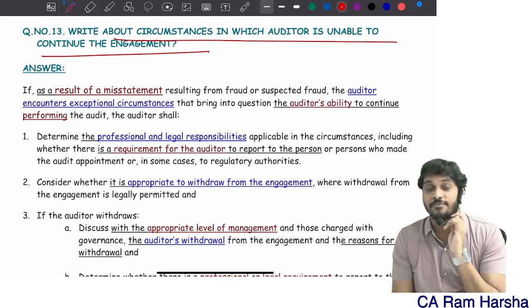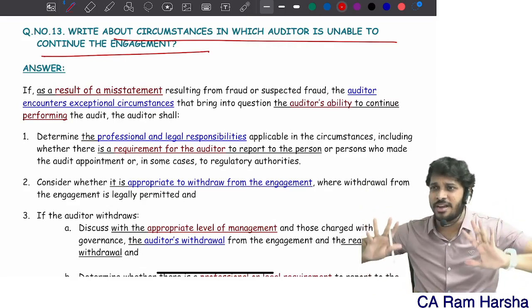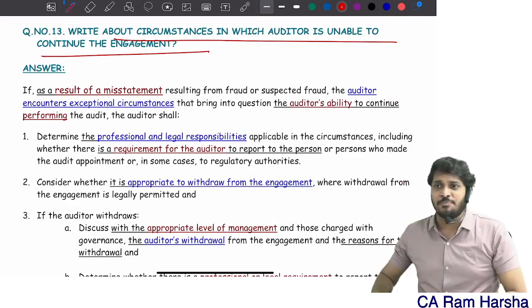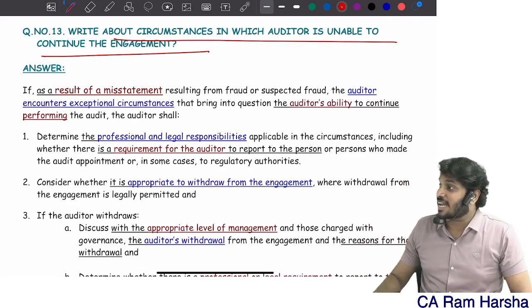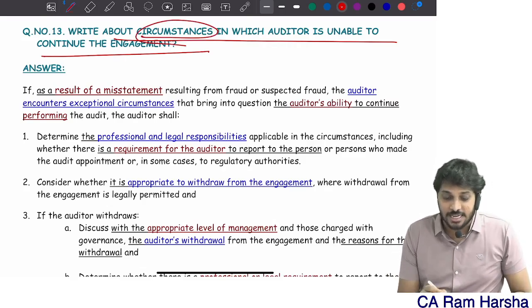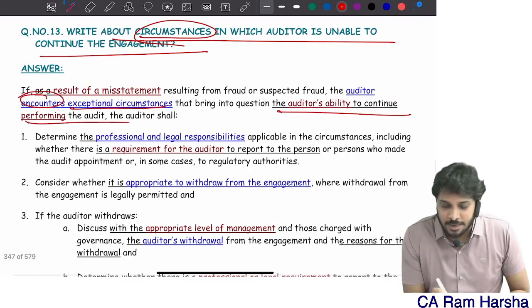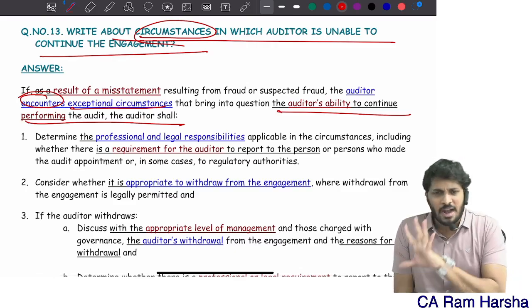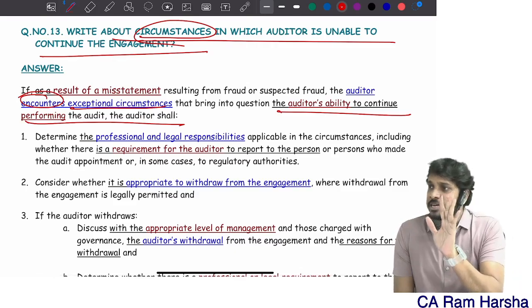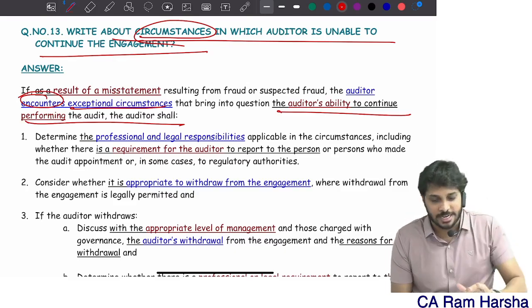You understood this after you accepted the engagement, where you felt like no matter how many I verify, somewhere I will be manipulated, somewhere the issues will be concealed. I encountered an exceptional circumstance that brings into question the ability to perform the audit. No matter how much I perform the audit, I will end up not getting proper evidence. If I conclude like this, what does the auditor have to do?